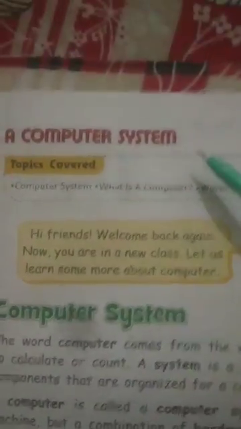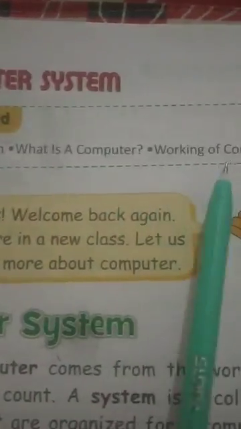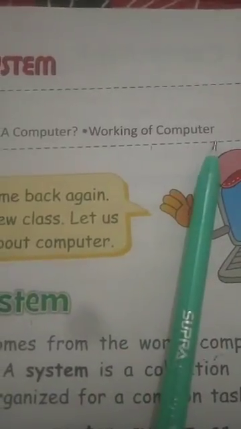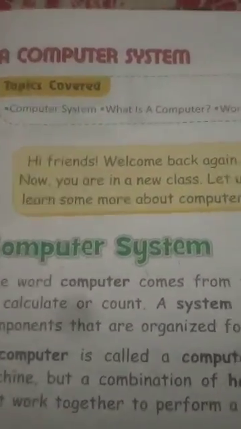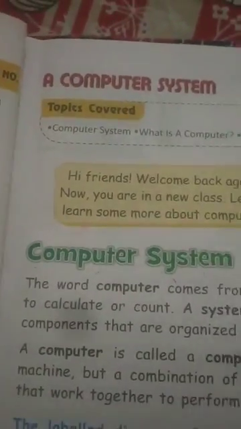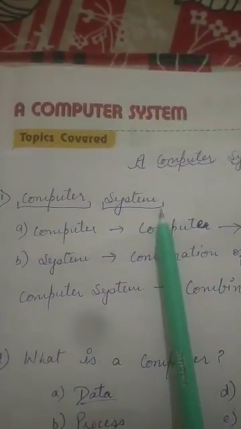This chapter covers 3 topics. First topic is computer system. Second, what is a computer? And third, working of computer. So come to the first topic, computer system. Computer system carries 2 words. One is computer and second is system.